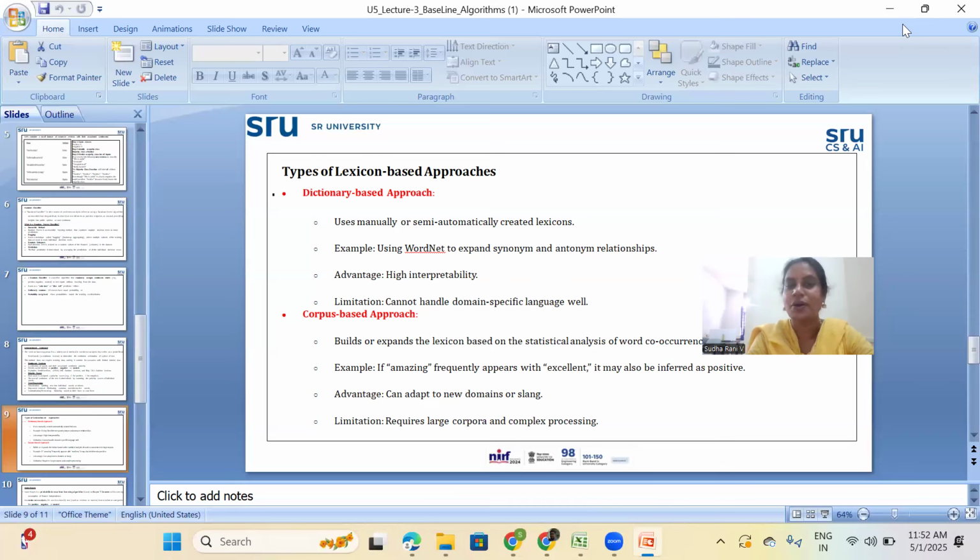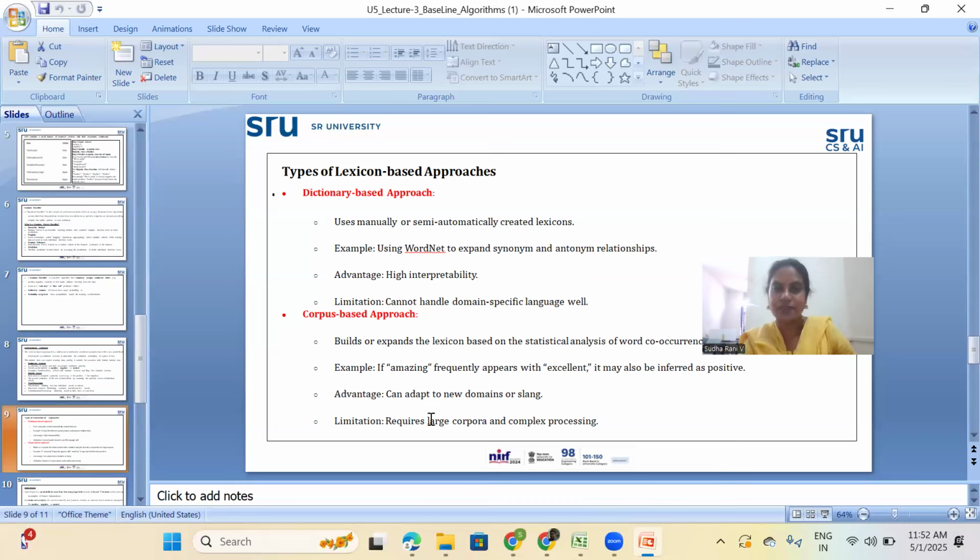So such kind of possible combinations of words are called what? Corpus-based approach. For example, if amazing frequently appears with excellent, or if I type "artificial", immediately "intelligence" is suggested. If I type "are you doing", then immediately I get "as well" in continuation. So such most possible frequently combined words are called a corpus-based approach.